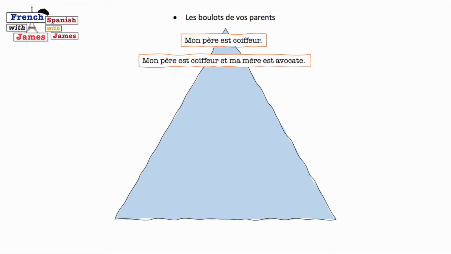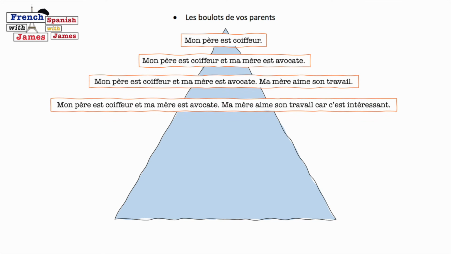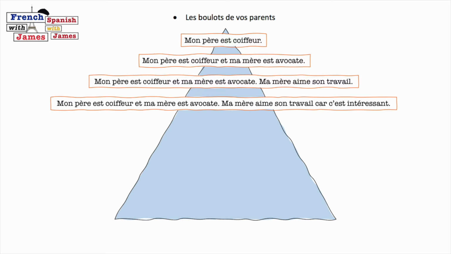That would answer the bullet point, but we're not really doing ourselves any favours by not giving opinions, not giving extra details. So we could extend that a little bit more and give an opinion and give some further details like ma mère aime son travail. My mum likes her job or loves her job. That's expressing an opinion, and we're doing an opinion in the third person, so that's showing that you can really use verbs in the third person as well. But we could extend that even more by giving a reason, a justification for our mum's opinion of her job. Mon père est coiffeur et ma mère est avocate. Ma mère aime son travail car c'est intéressant. So she likes the job because it's interesting.